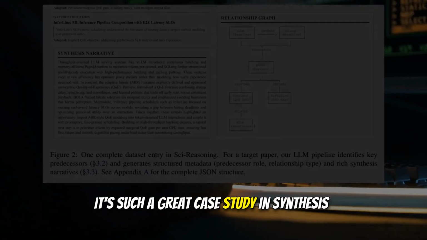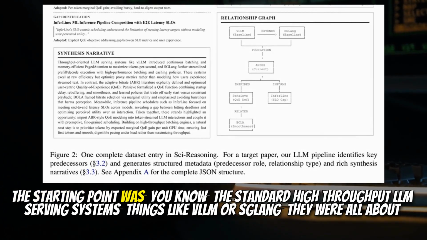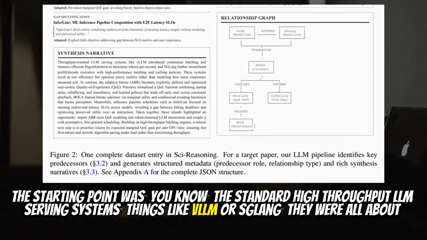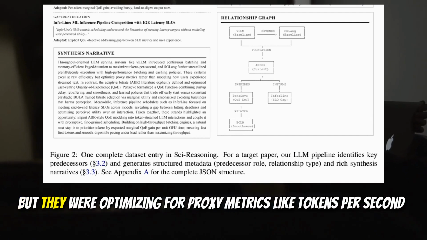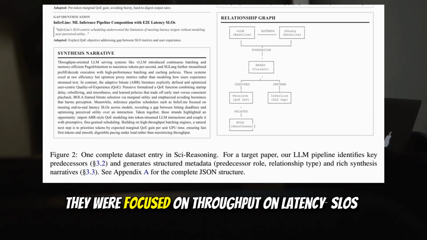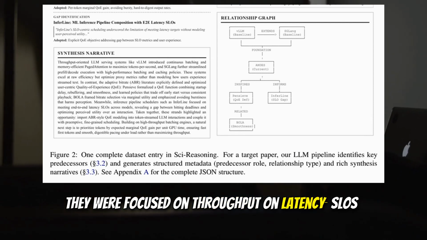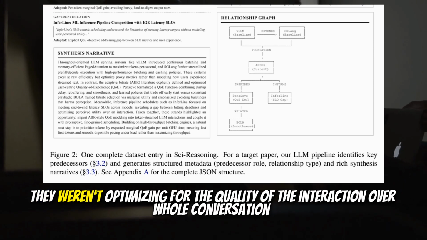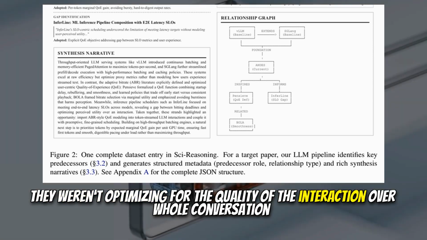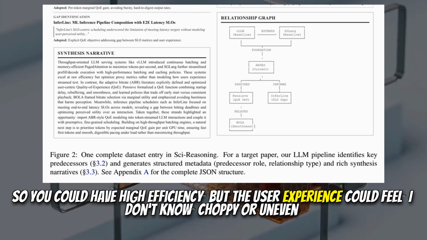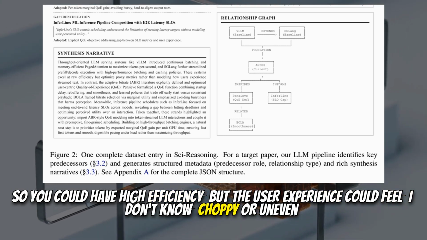It's such a great case study in synthesis. The starting point was the standard high-throughput LLM serving systems, things like vLLM or SGLang. They were all about raw efficiency. But they were optimizing for proxy metrics, like tokens per second. Exactly. They were focused on throughput, on latency, SLOs. But that's not actually what a user feels. They weren't optimizing for the quality of the interaction over the whole conversation. So you could have high efficiency, but the user experience could feel choppy or uneven.